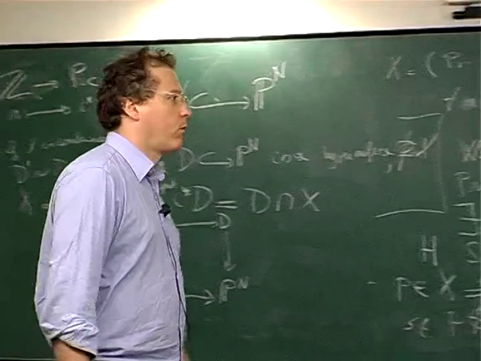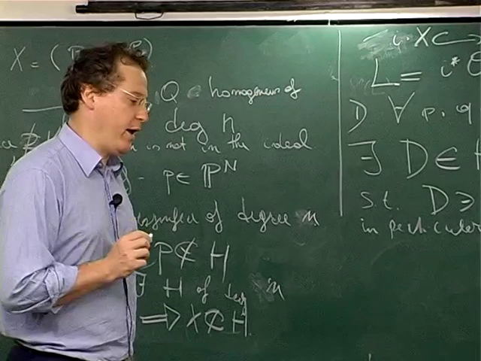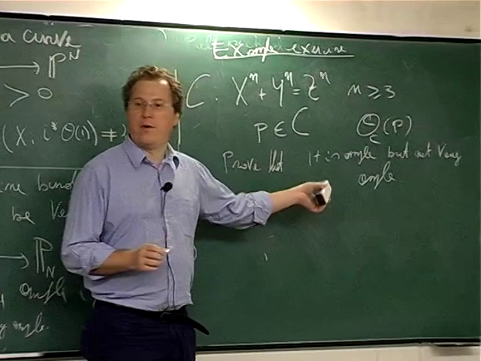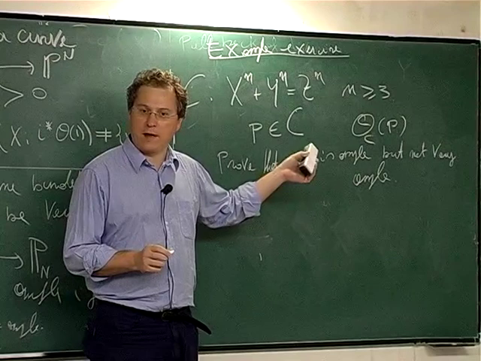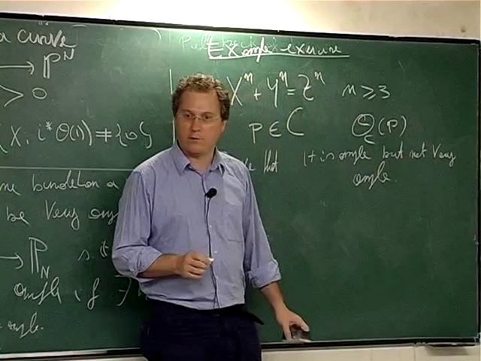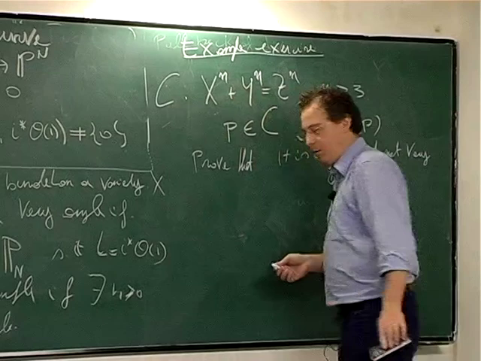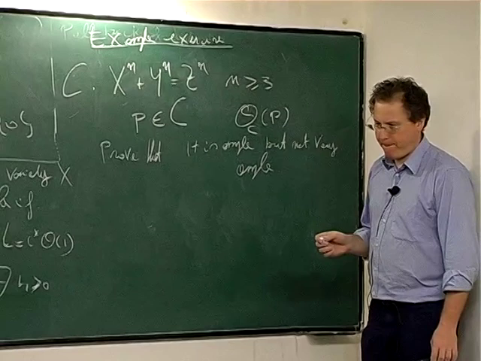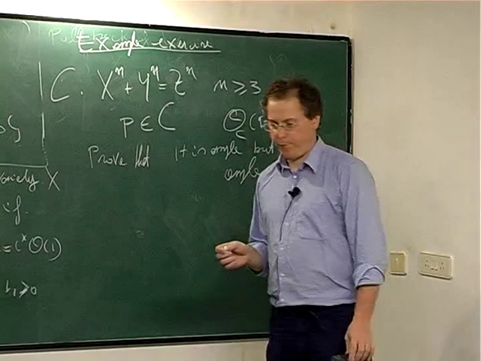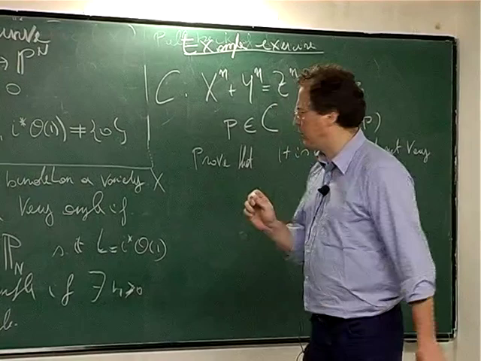What is easy, essentially, is the proof of the exercise I gave last time, which is to prove that this is not very ample. The exercise I gave last time was exactly the second statement. It is not very ample. And now you have to prove that it's ample. And actually, I don't know if it is or not. I mean, no, it's not, no. This could be difficult.